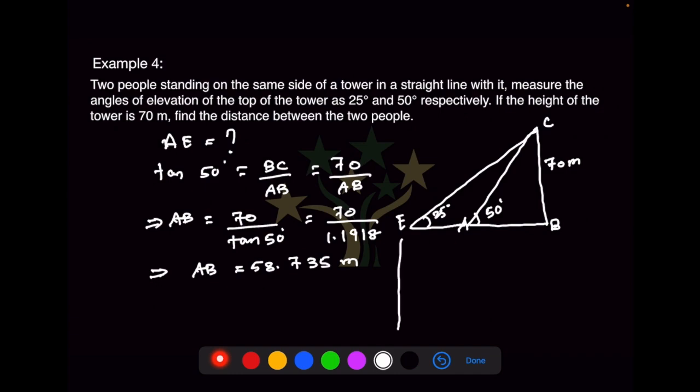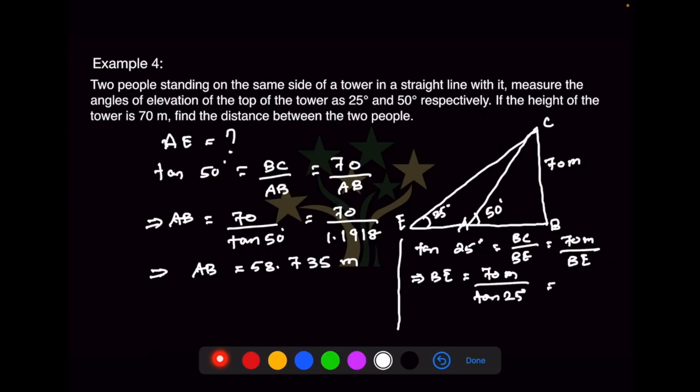Similarly, let's find BE. For BE, we get tan 25 degrees is equal to BC by BE. That is equal to 70 meters by BE. So what is BE? 70 meters by tan 25 degrees. So from the table, you find that tan 25 degrees is 0.4663. So we get our BE as 150.118 meters.